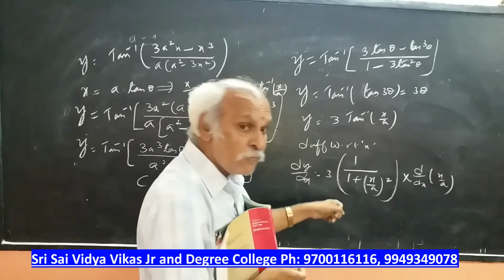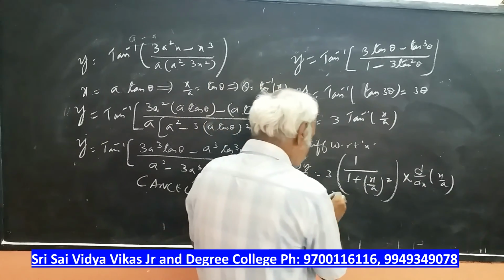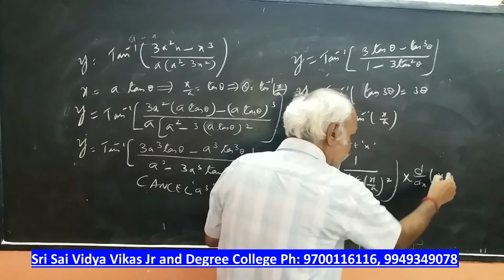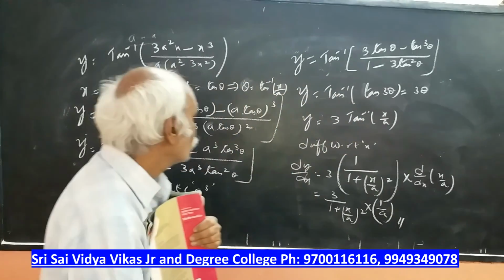So what we have to do? 1 by 1 plus x square, and chain rule again it will come. So what is the answer? 3 by 1 plus (x by a) whole square, the derivative of x is 1, so 1 by a will come. Right? Please go through this problem.